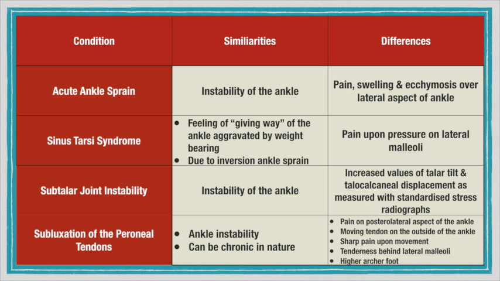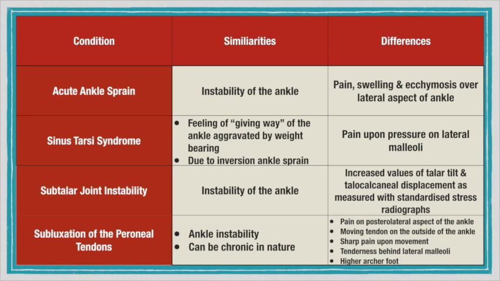In acute ankle sprain, they both project an instability in the ankle. However, acute ankle sprain has presence of pain, swelling, and ecchymosis over the lateral aspect of the ankle. In sinus tarsus syndrome, they are similar in the presence of feeling of giving way of the ankle, aggravated by weight bearing, and in mechanism of injury, which is inversion. However, they differ since sinus tarsus syndrome possesses pain upon pressure on lateral malleoli.